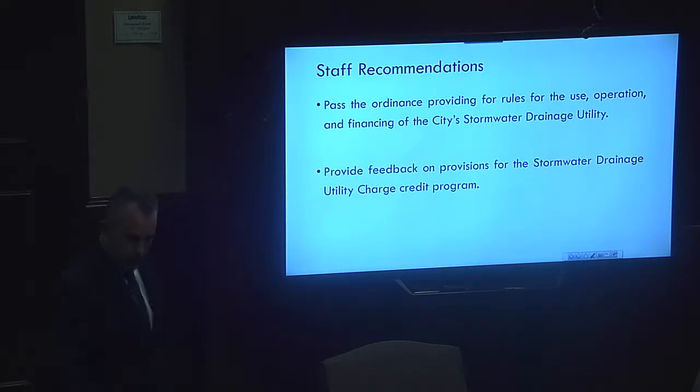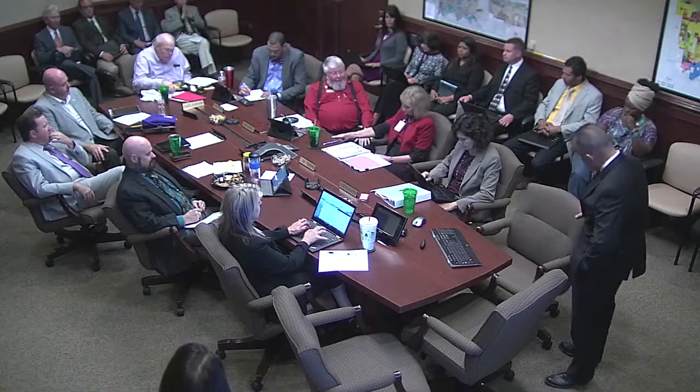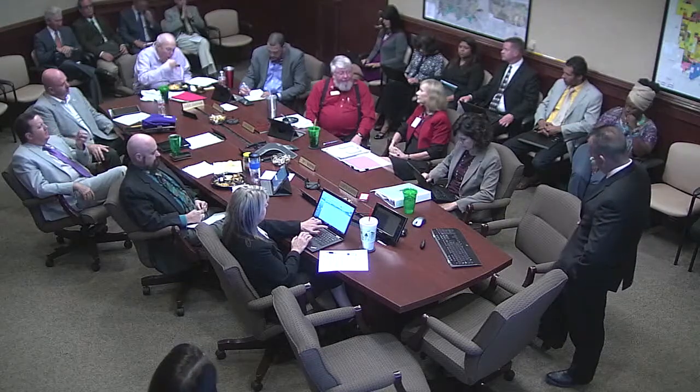I had a question. I was trying to formulate. On the appeals process, it says 30 days. The appeal has to be filed 30 days from the bill. Is that the first time it's billed, or does that mean it's billed this month, next month it's billed, and finally they look at it and say, hey, that's not right?